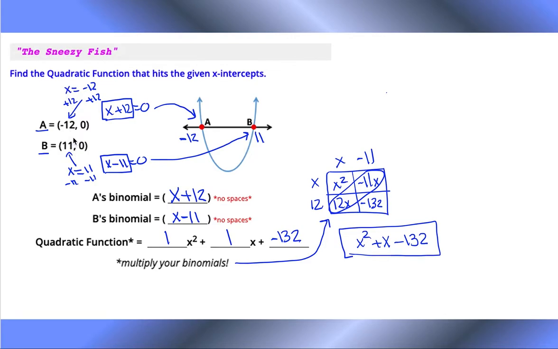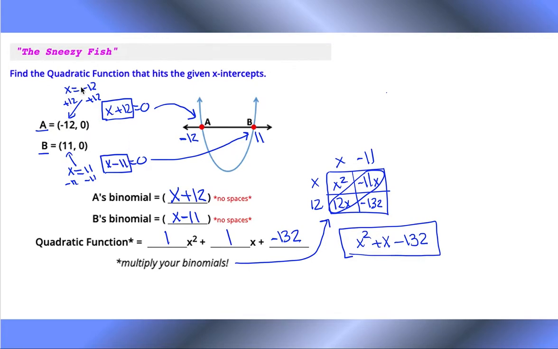How do you do that? Well, if you've seen in class, there's kind of a little opposite trick. If you hit -12, that means you had the binomial x plus 12. And if you hit +11, that means you have the binomial x minus 11. How does that work? Easy.